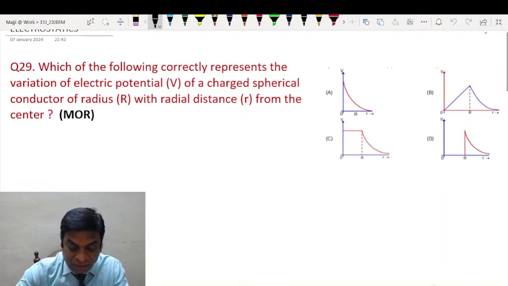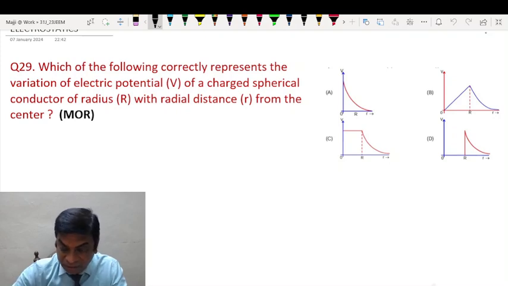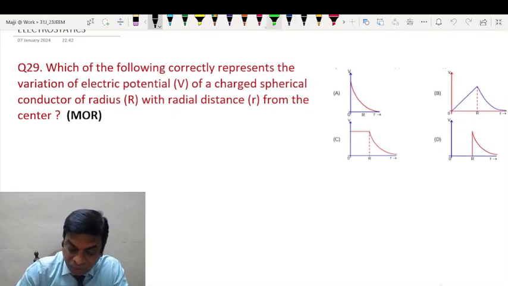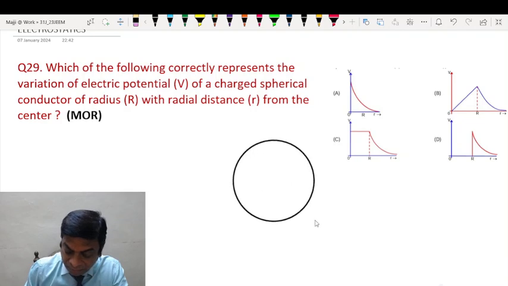Now question number 29. Which of the following correctly represents the variation of electric potential of a charged spherical conductor of radius R with radial distance r from the center? Now we know students that in case of a spherical conductor, the charge always resides on the surface. Being a conductor, the charge will reside on the surface.